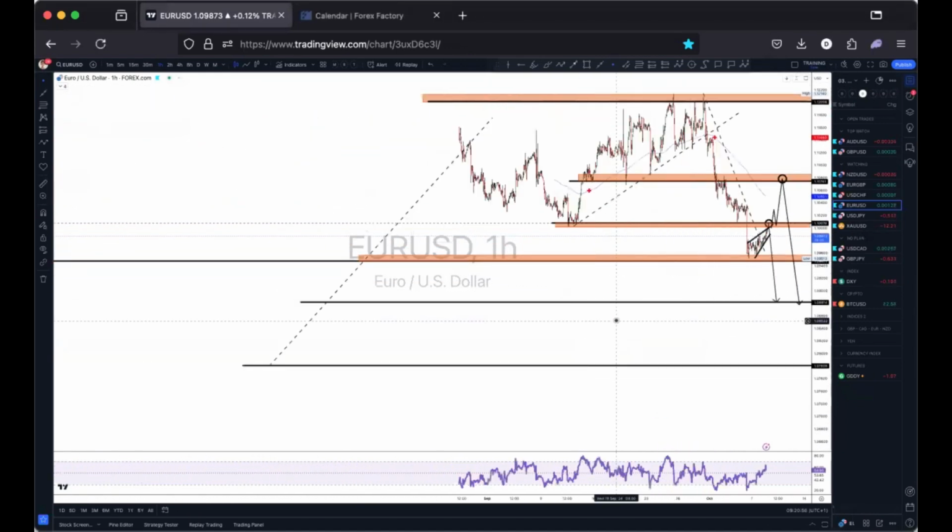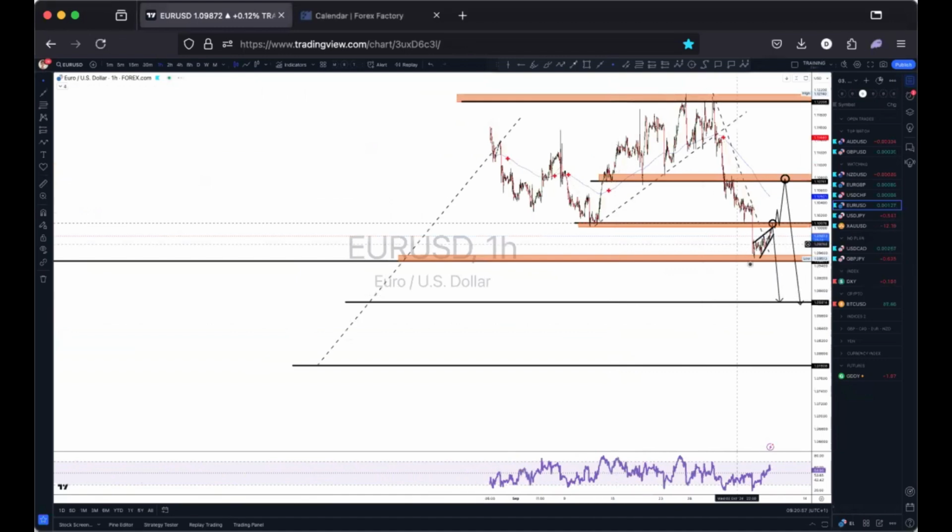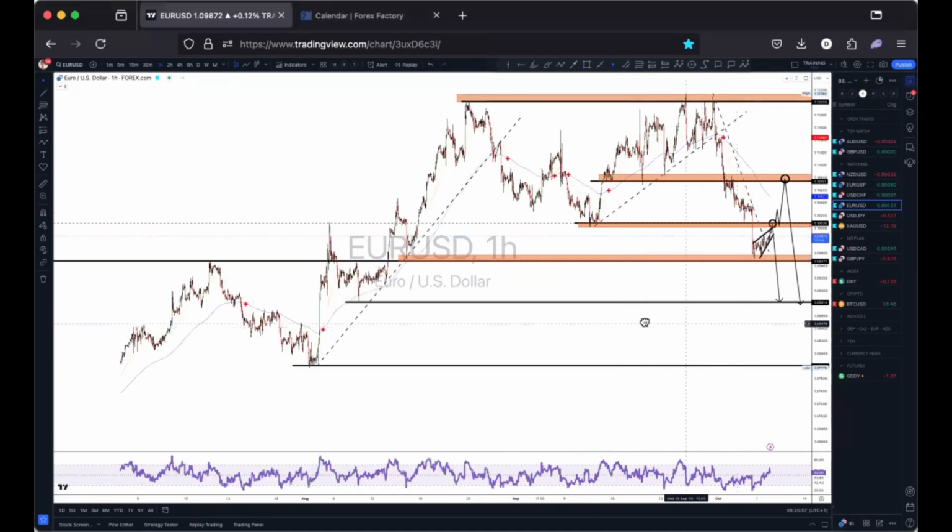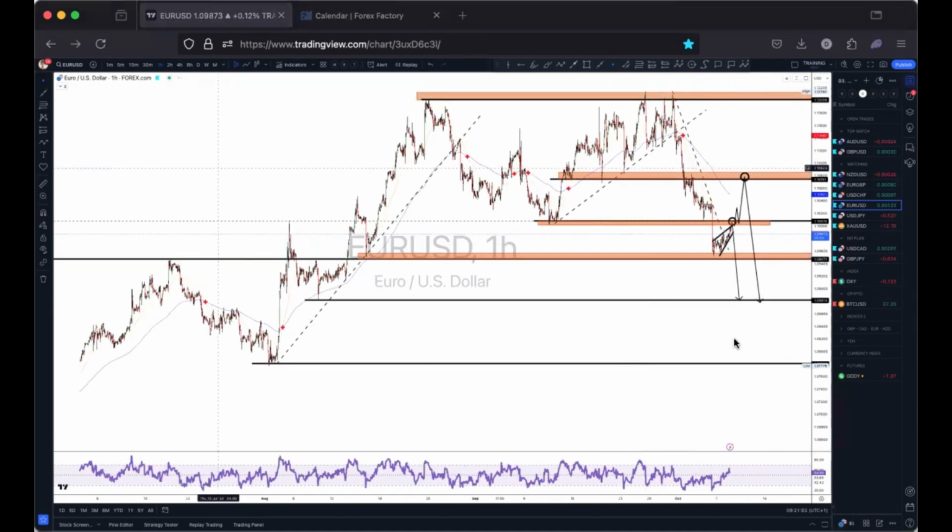Okay, if you go back in time a little bit, you can see we have a lot of room, all the way down to this zone right here. So if you miss out on an entry here, don't worry. You're going to catch another one here.